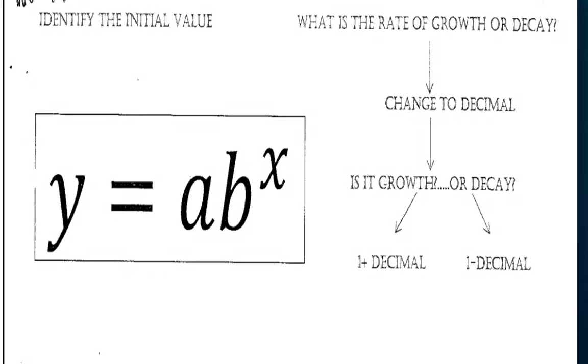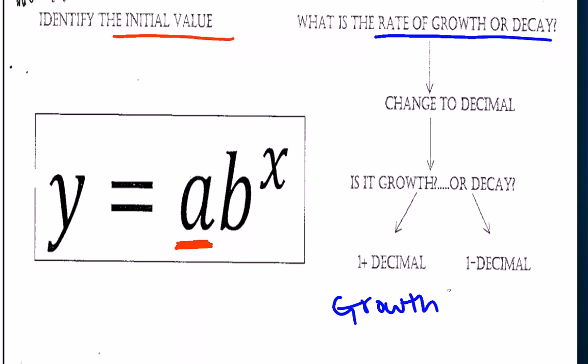Today we're going to discuss how to solve word problems that involve exponential functions. This really involves two steps: identifying the initial value, which we'll substitute as a, and finding the rate of growth or decay, which we'll then use to find the growth or decay factor.